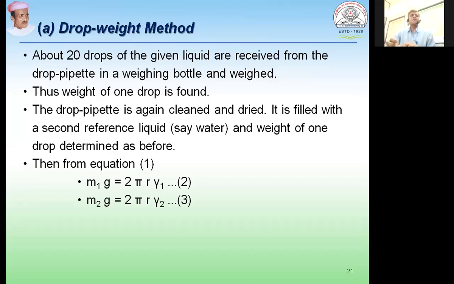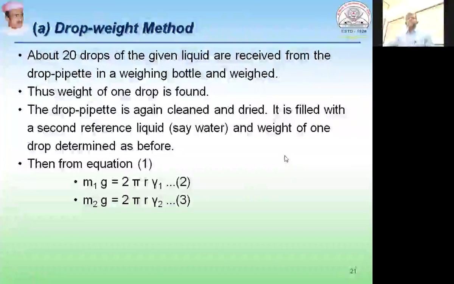M2g is the mass of the reference liquid multiplied by acceleration due to gravity, and gamma 2 is the surface tension of the reference liquid, which is known to us. Now 2 pi r will get nullified because we are using the same drop pipette.